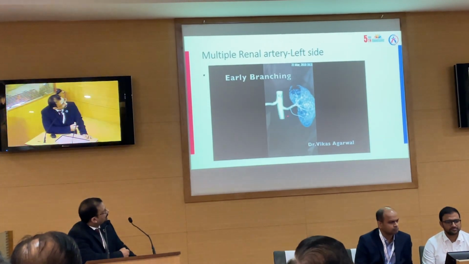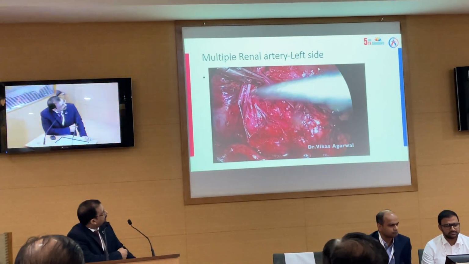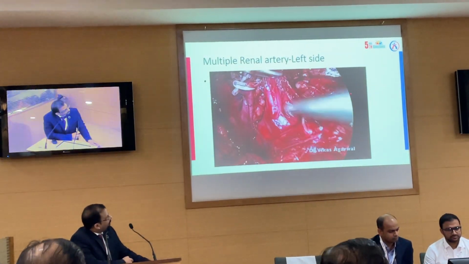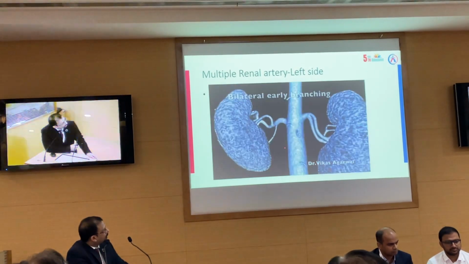And this is the case of early branching, which is supplying the lower cone. And once you reach there, when you apply the clip, it will become 2. So you have to assess that preoperatively, and because it's going to the lower cone, you have to save it if you are doing the donor nephrectomy.